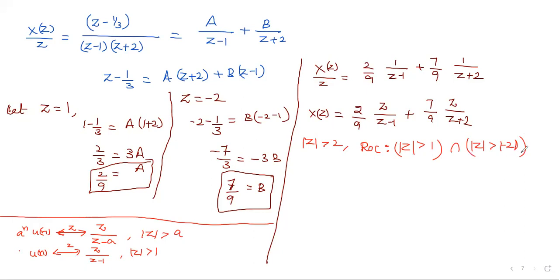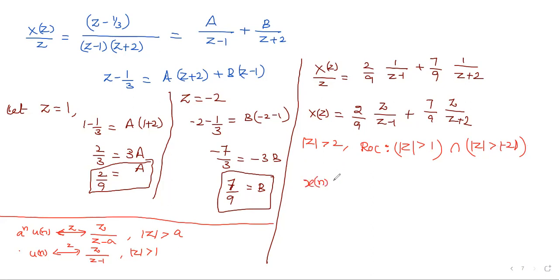Here we need to be very careful. Sir, this is Z equal to minus 2. No, don't consider it like that. The Z value is minus 2, but minus 2 is nothing but the radius of the circle. Radius is always positive. That's why mod Z is greater than minus 2.